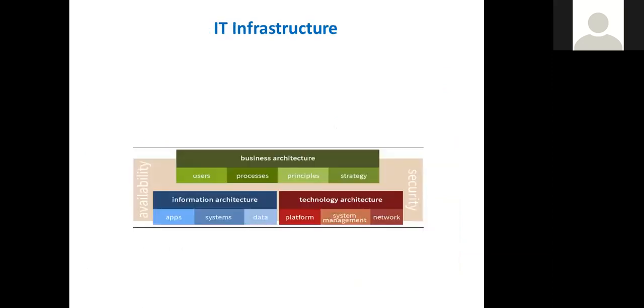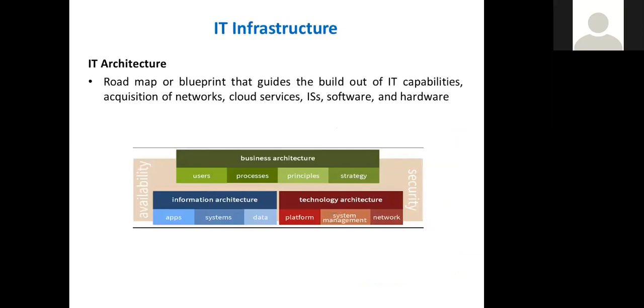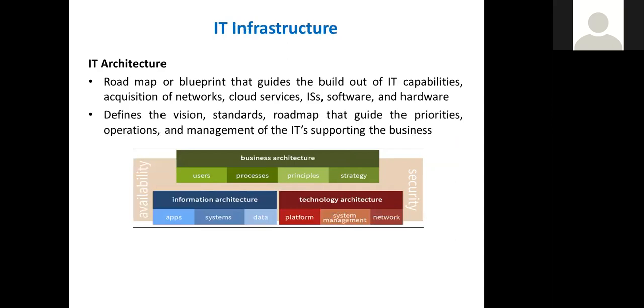Looking at IT infrastructure, it is basically a roadmap or blueprint that guides how to build IT capabilities, get it connected to a network, what services that you can use, what information systems are available, what software and hardware that is needed. It also defines the vision, standards, and roadmap, and gives priorities to where you want to dedicate your resources.